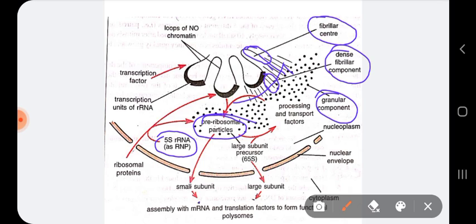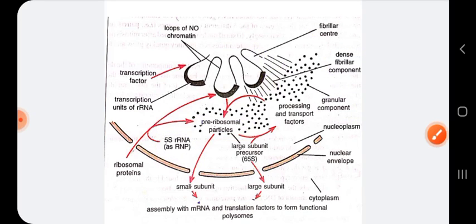So this was all about the structure and function of the nucleus in detail. I hope you have understood what I have taught you today.